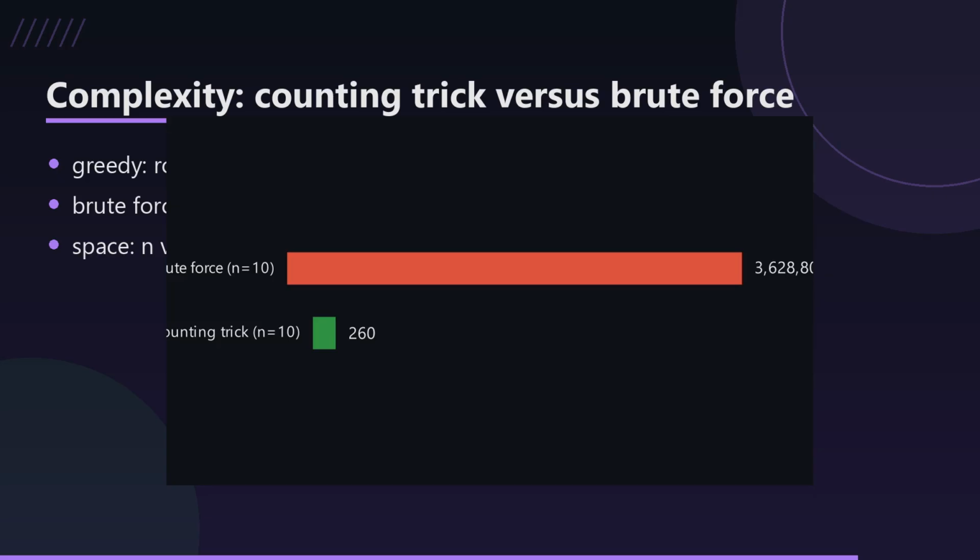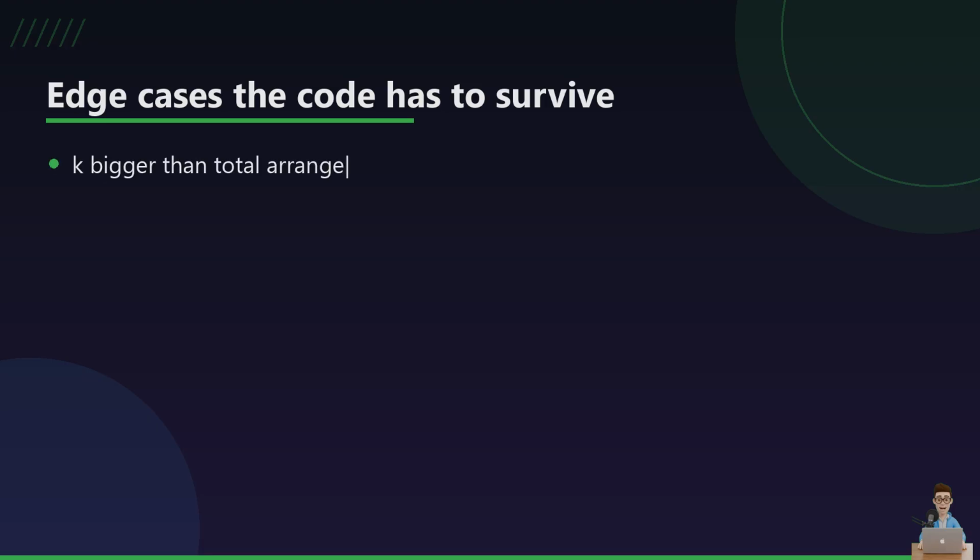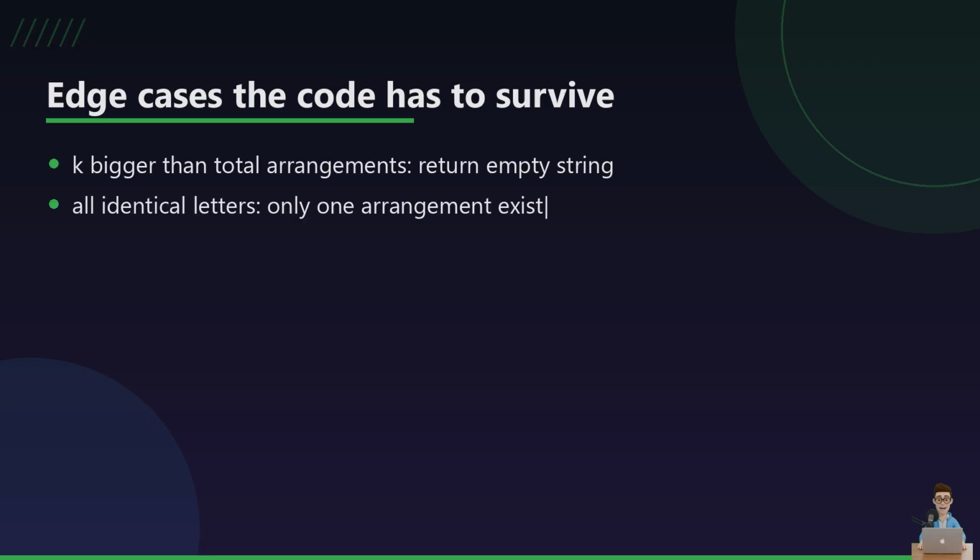Pick the counting trick anytime the string can be more than a handful of characters, which, given the constraints here, is basically always. The total check up front catches k being too large before you waste any work building letters. A string like aa only ever has one arrangement, so k must be exactly 1, or you get nothing back. And since S is guaranteed palindromic, there is never more than one odd count letter to worry about. That part is handled for free.